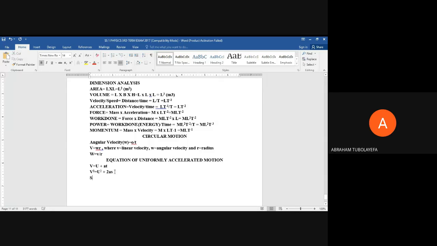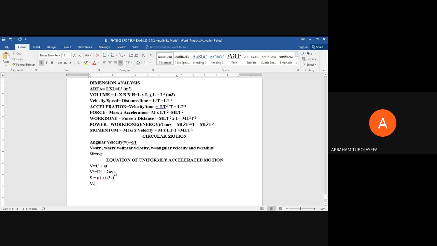The other one is S is equal to UT plus half AT squared. So when you are given an uniformly accelerated motion, let me state the terminologies.